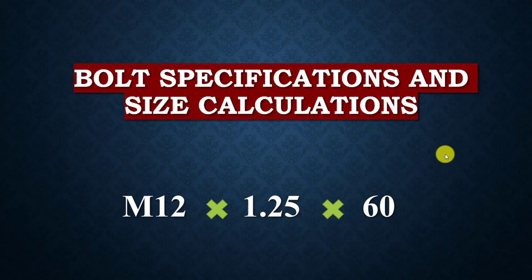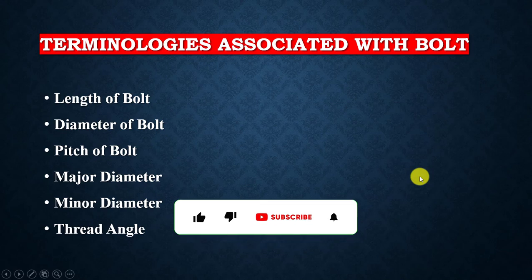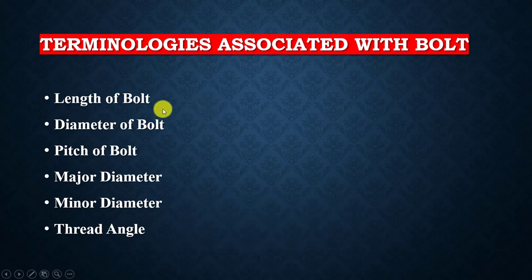In this tutorial we will learn how to calculate the size of a bolt and discuss the specifications of the bolt. The size we are going to discuss is M12 by 1.25 by 60. First of all, we will discuss the points involved in the calculation and specification of bolts. First is length of bolt. The next is diameter of the bolt, pitch of bolt, major diameter, minor diameter, and thread angle.